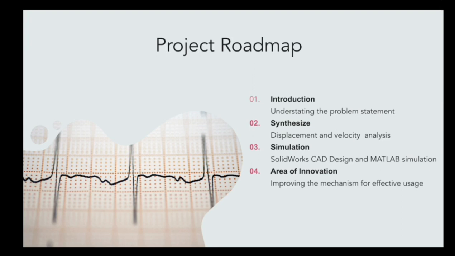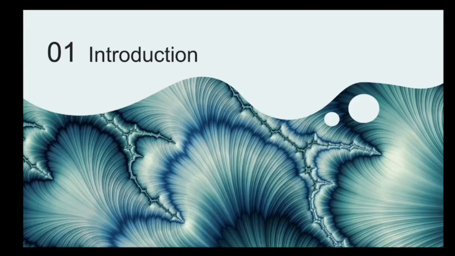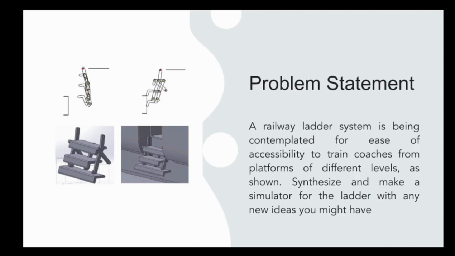Next we will deal with the synthesis phase. We conceptualize the design and put it on pen and paper. Then we'll jump into the simulation phase, where things get exciting as we bring the design to life in a virtual space. And of course, the next part of the introduction is the problem statement. A railway ladder system is being contemplated for easy accessibility to the train coach from platforms at different levels. We have to synthesize and simulate the ladder with the new ideas we might have.